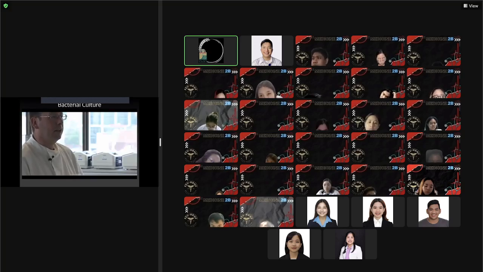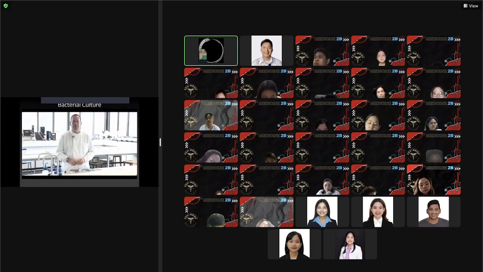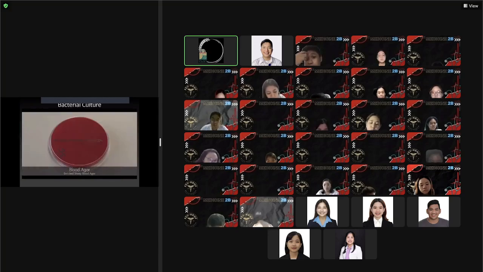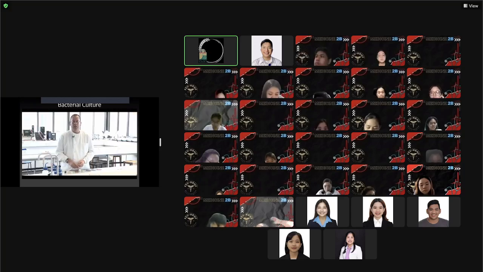Enriched media contains a basal media which is enriched with a substance to provide extra nutritional factors which allow the growth of more fastidious microorganisms. So, for example, blood agar also contains 5% sheep blood, and the nutrients and growth factors found in sheep blood help to support the growth of, for example, Streptococcus pyogenes and Streptococcus pneumoniae.